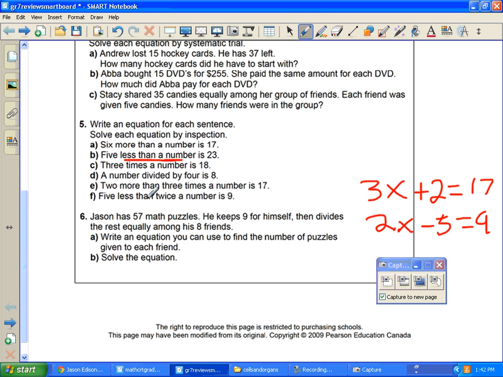So keywords like more than, or 3 times a number, and is, these are common words used in these expressions and equations.